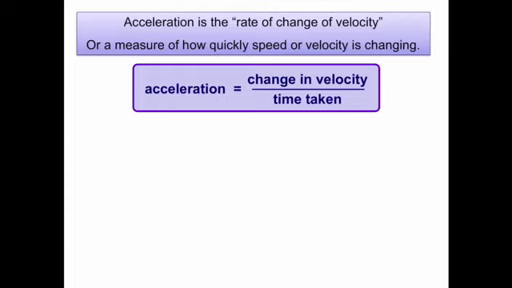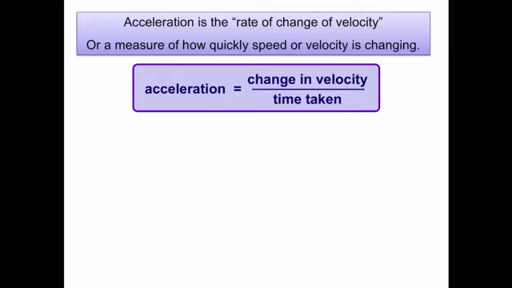Acceleration is sometimes called the rate of change of velocity. It's just a measure of how quickly velocity is changing. So if something's speeding up, its velocity is going to change. If the velocity changes a lot in a very short time, then it's got a high acceleration. If it changes very little in a long time, then it's going to have a very small acceleration. So the equation is acceleration is change in velocity divided by time taken.